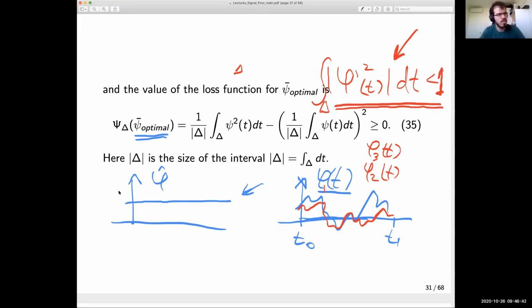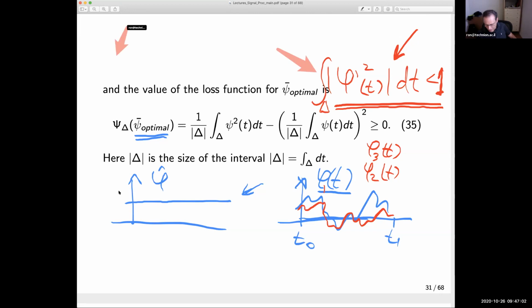Why do you bound the square and not the function itself? Why do you bound the square of the function and not the function itself? The square of the derivative or the integral? So now I'm talking about bounding the square. This is what I'm talking about.